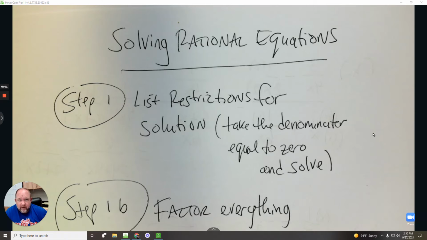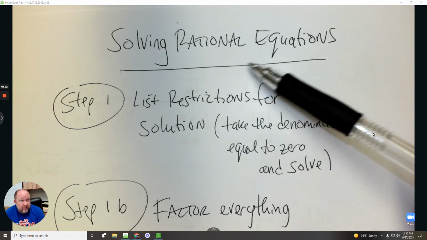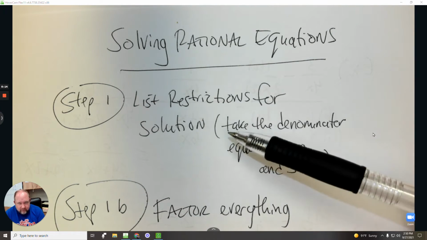This is a lesson on solving rational equations. So we're going to go through the steps. We're going to do examples together so you understand it. So the first step to solve a rational equation is to list the restrictions for the solution.